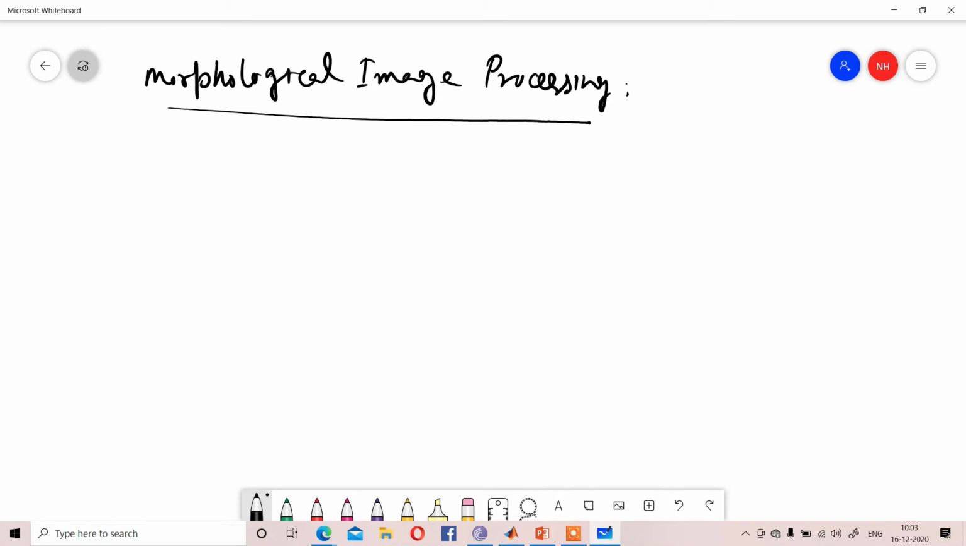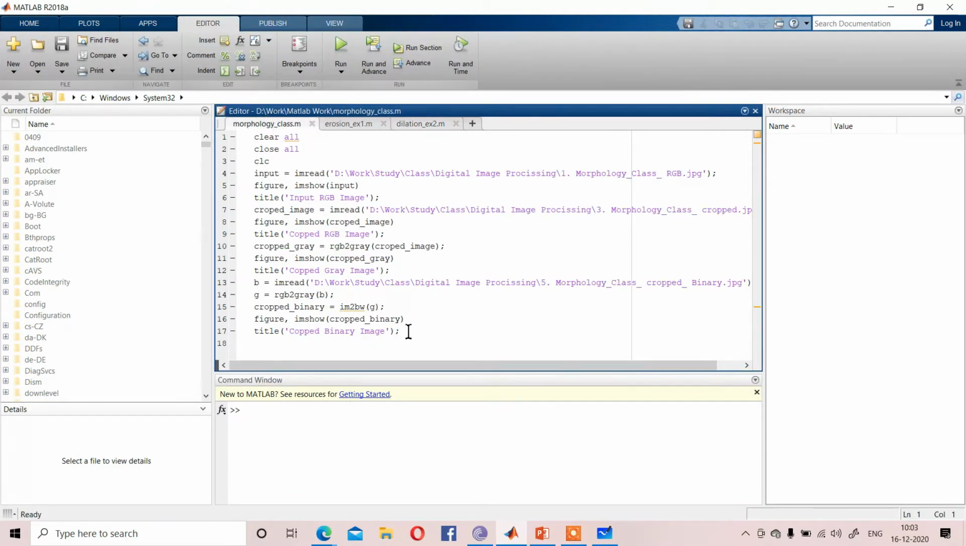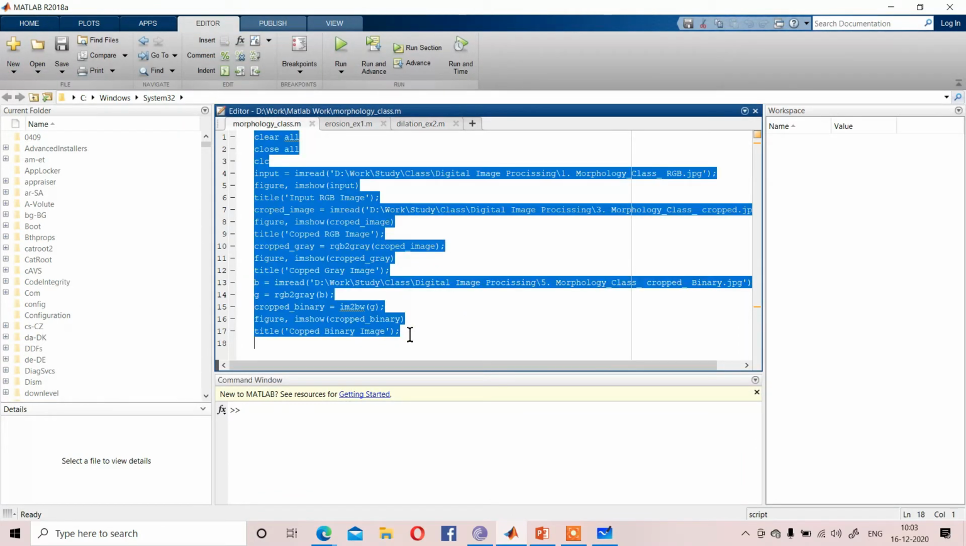Morphological image processing. What is that? What is the importance of that? That we are going to understand in this lecture. So before that, I want to show you some result taken from the internet.